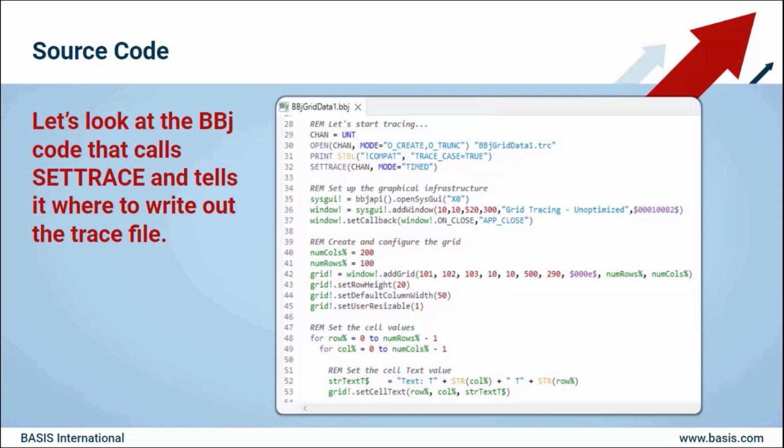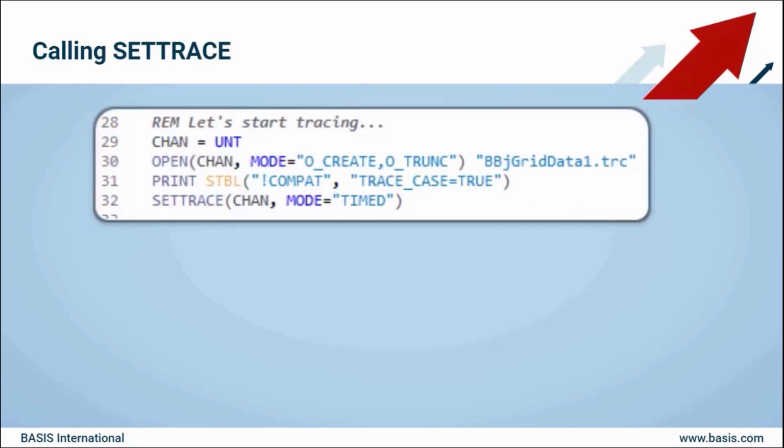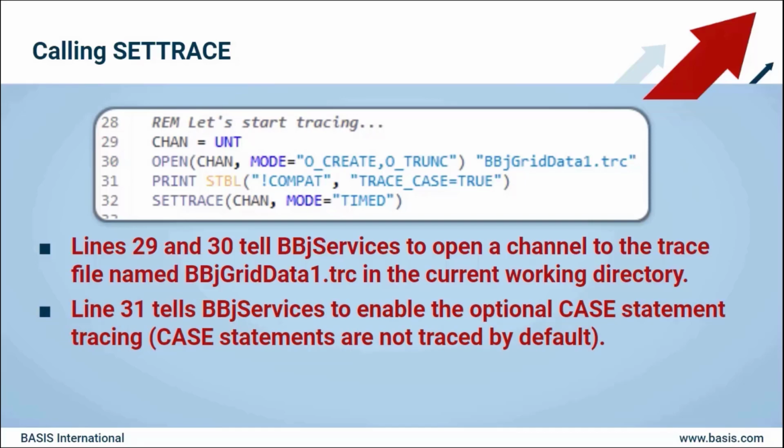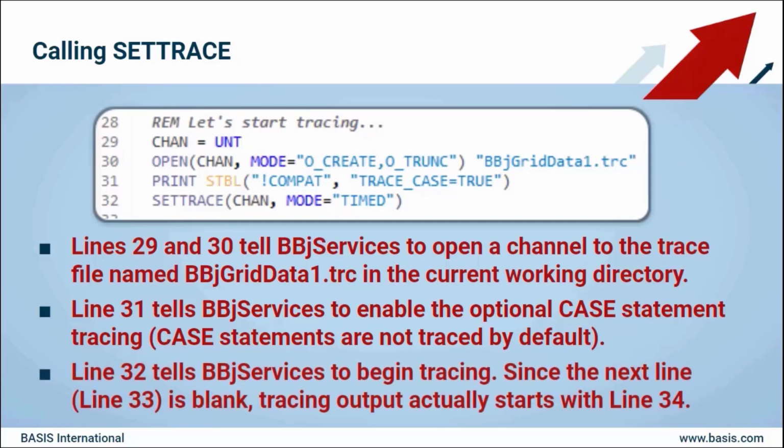So let's look at some BBj source code that calls setTrace and tells it where to write out the trace file. If we zoom in a little bit, lines 29 and 30 tell BBjServlets to open a channel to the trace file named BBjGridData1.trc. That's going to be put in the current working directory. Line 31 then tells BBjServlets to enable the optional case statement tracing. By default, case statements are not traced, which is a backward compatibility thing. And then finally, line 32 tells BBjServlets to begin tracing.